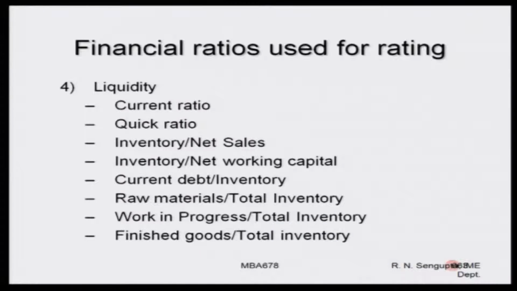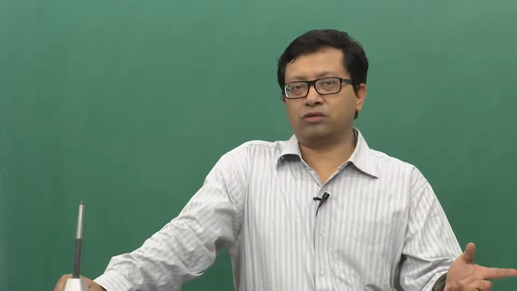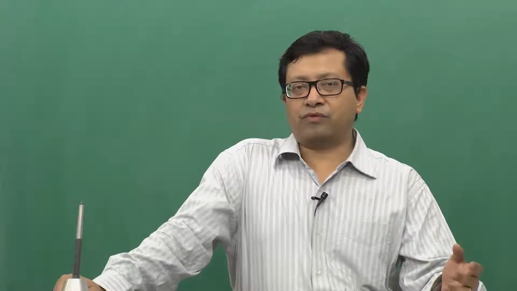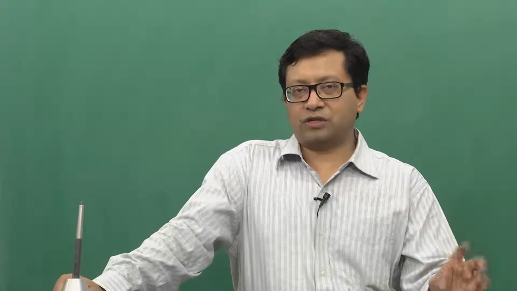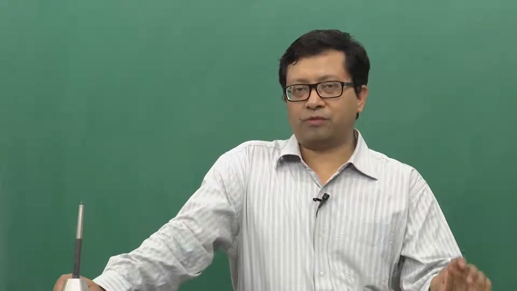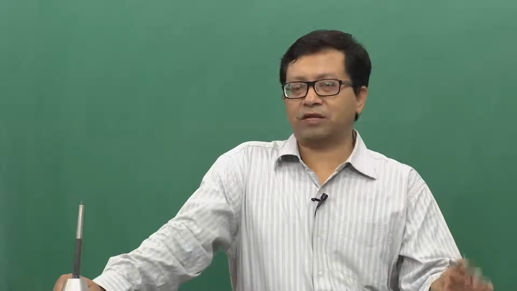So, in the liquidity case, you have the current ratio, the quick ratio, you have the inventory to net sales, the inventory to net working capital, current debt to inventory, raw materials to total inventory, work in progress to total inventory, finished goods to total inventory, and all these things you will find out the cycle, how long the money is basically there in the market. In the sense, if for example you are selling goods and the buyer says that he or she will pay back the money in 1 month or 2 months, obviously that 1 month or 2 months is the lock in period of your money. So, you will try to basically get back that money as fast as possible.